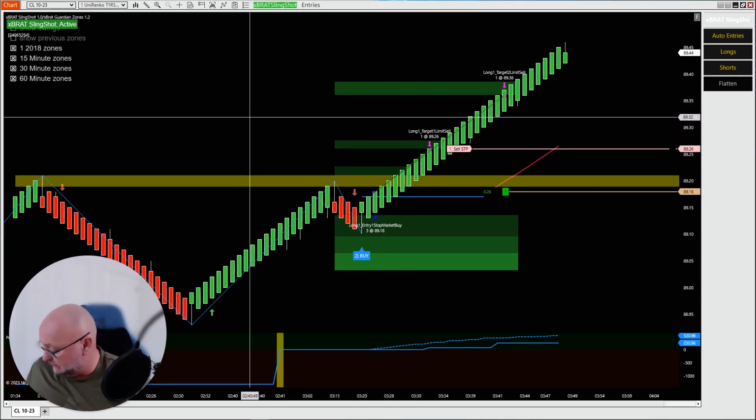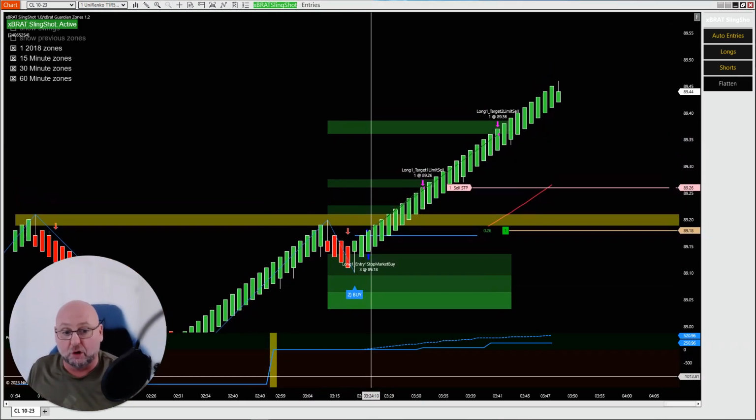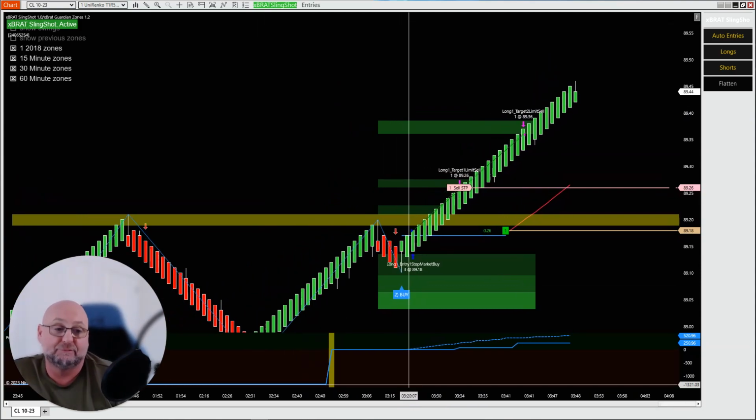Okay, so update: we have pushed through target 3, and that's why we have the trailing stop position, to be able to look for those runners. So it's working out very well right now.